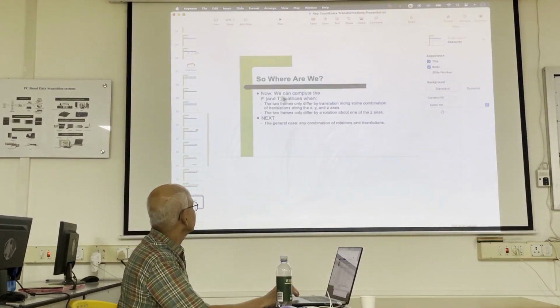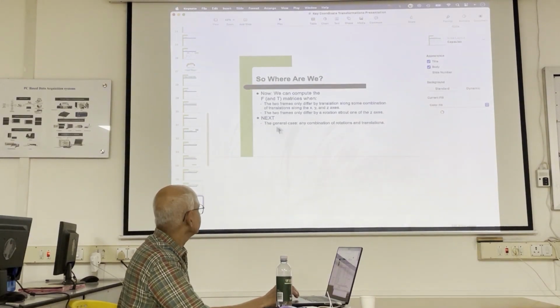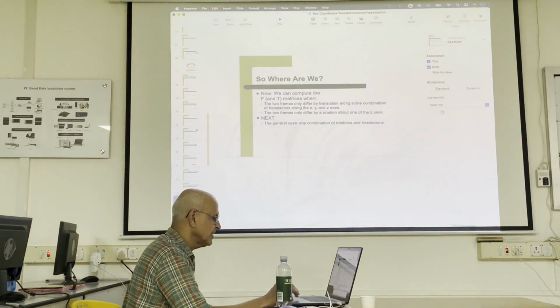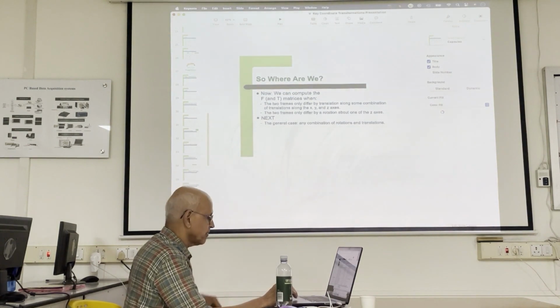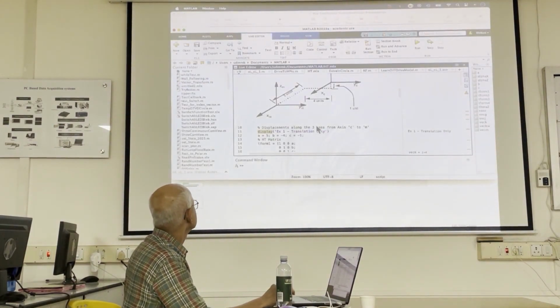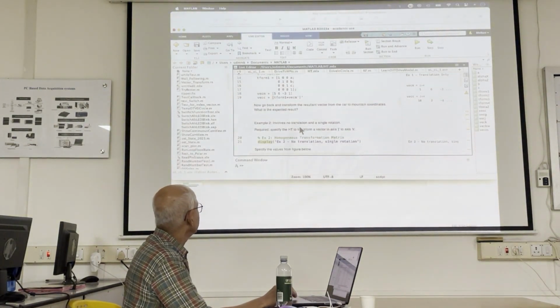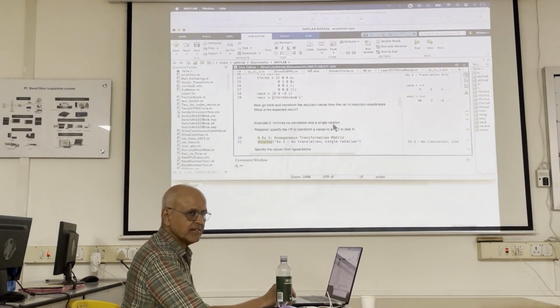So where are we? We can compute the F and T matrices when the two frames only differ by translation along some combination of translations along the X, Y, and Z axis. The two frames only differ by rotation about one of the Z axis, right? And the last thing is to combine both of them. But I believe we are doing this particular step, but just the previous step we did in MATLAB also. Let's go and check. Maybe I'm wrong, but it involves no translation and a single rotation, right? Yeah.